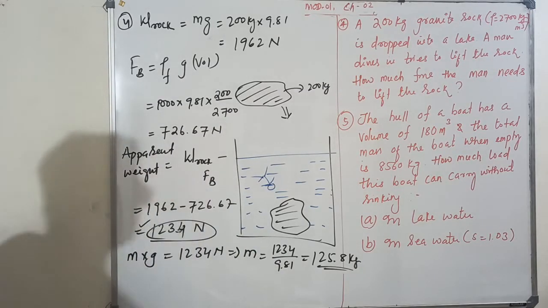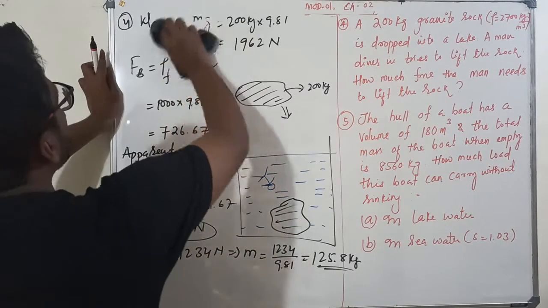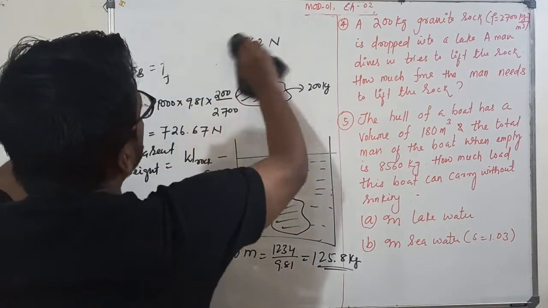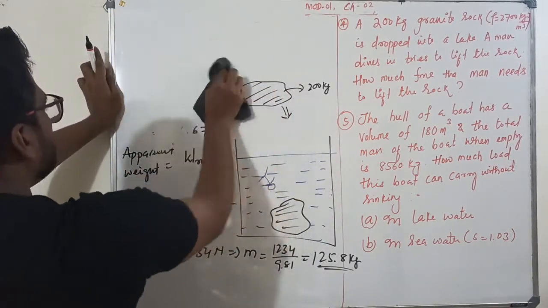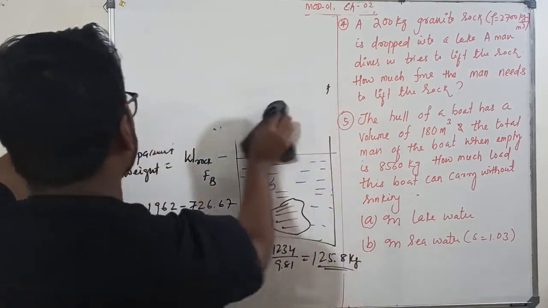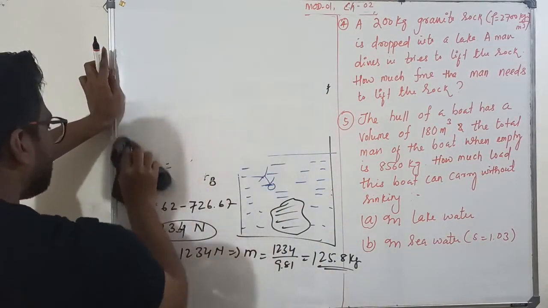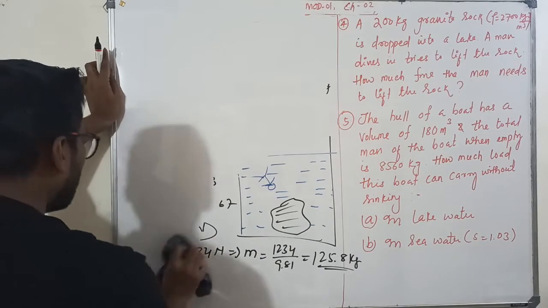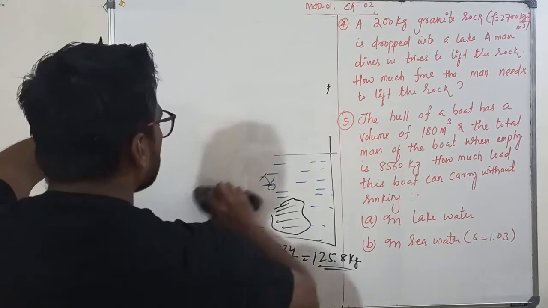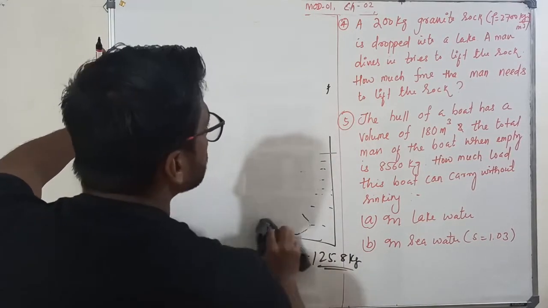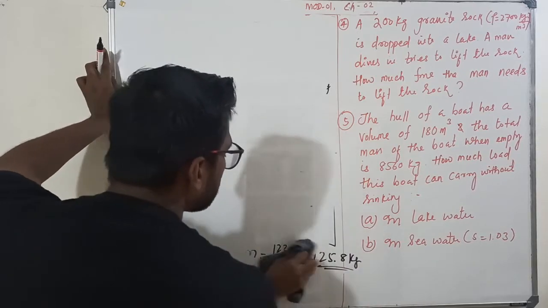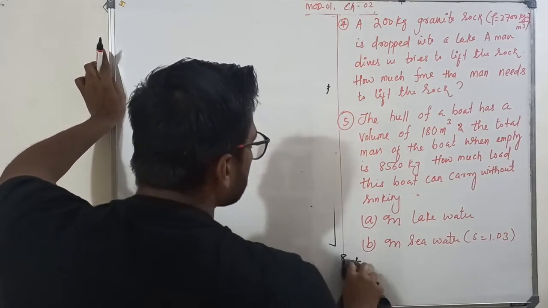Okay? Noted. Super. Now read the fifth question. Try to read the fifth question. What is given? Sir, you have given a hull of a ship. Okay. The bottom portion of the ship is the hull. This has a volume of 180 meter cube. So the ship's hull has a volume of 180 meter cube.